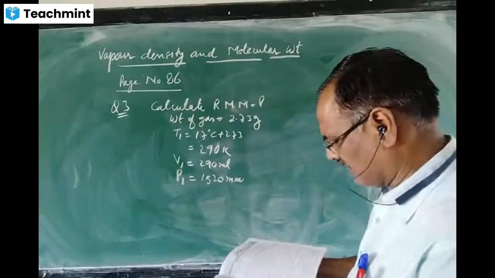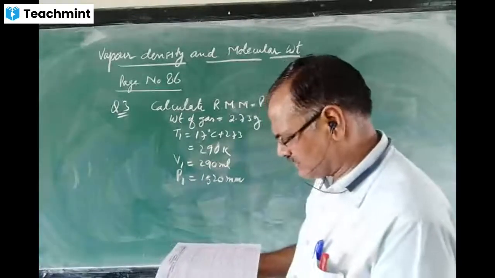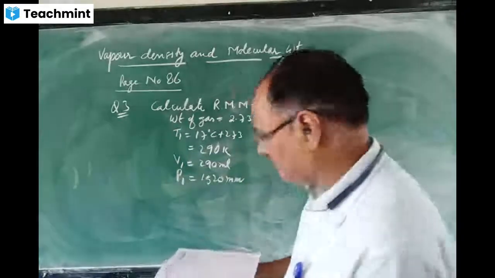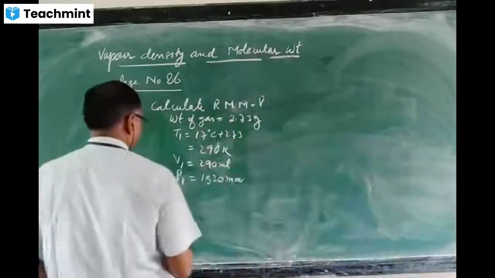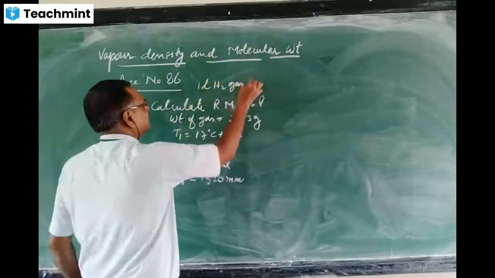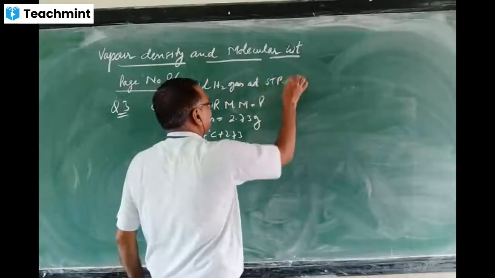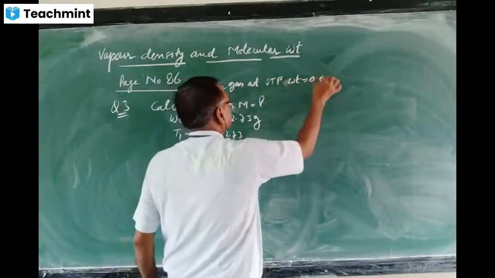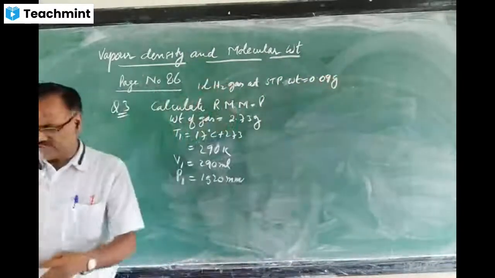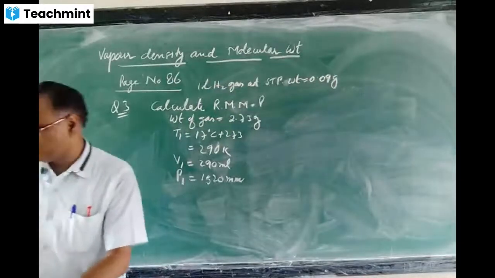Calculate the relative molecular mass of 290 ml of gas A at 17 degrees Celsius and 1520 mm pressure, weight 2.73 gram. And the mass of 1 liter of hydrogen gas at STP is given as 0.09 gram. This is given, and you have to calculate the relative molecular mass.